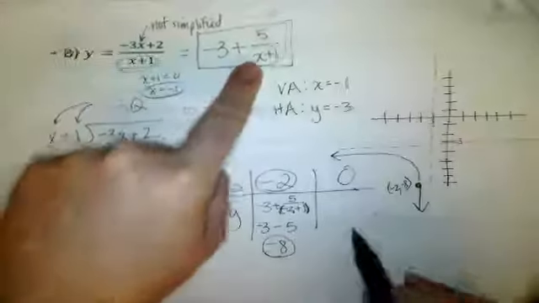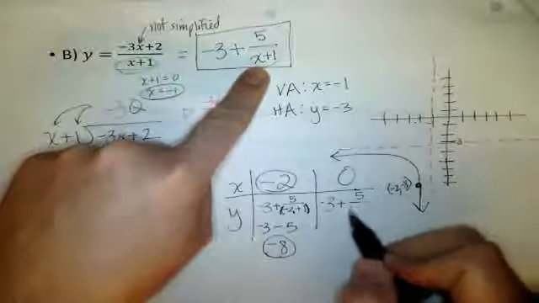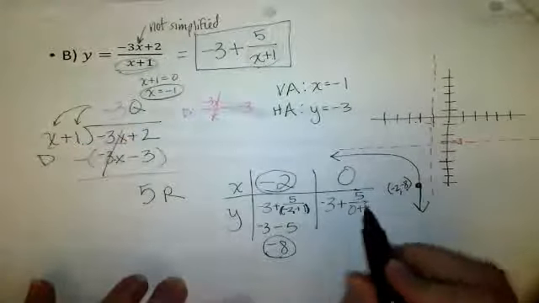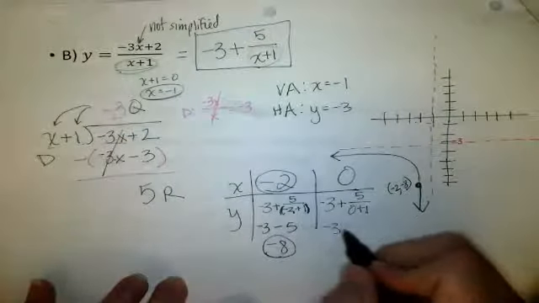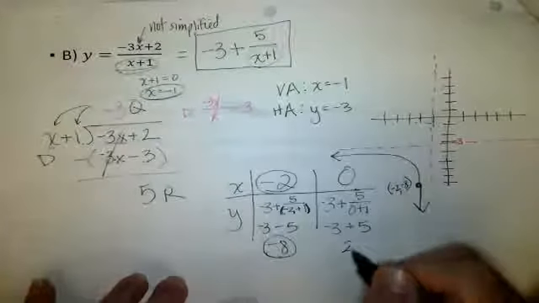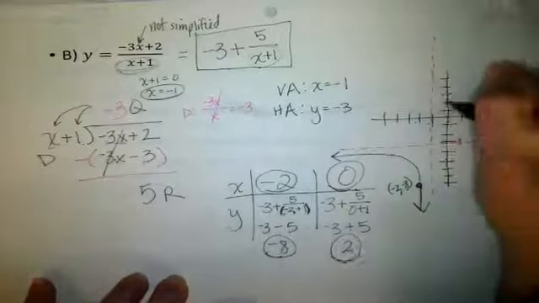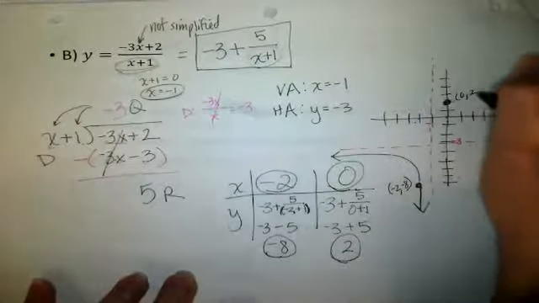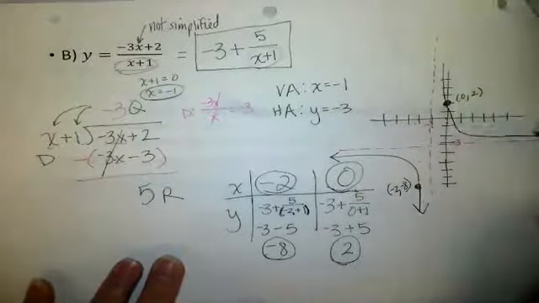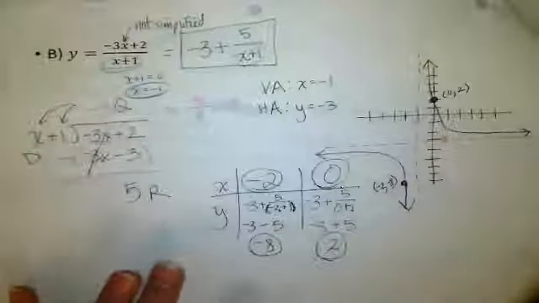Going to plug in the 0. Negative 3 plus 5 over 0 plus 1. 0 plus 1 is 1. 5 divided by 1 is 5. So negative 3 plus 5 is just 2. (0, 2). (0, 2) is right here. And again, I'm just going to go right along my fence lines to make my hyperbolas.